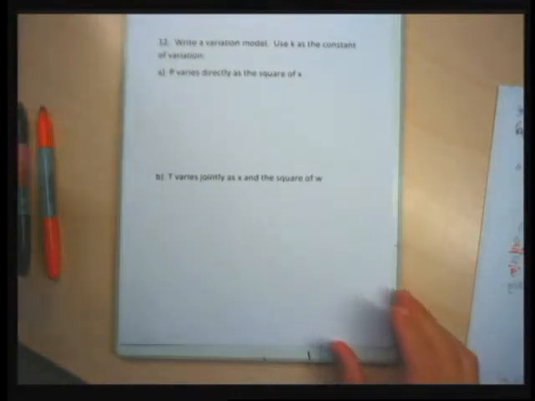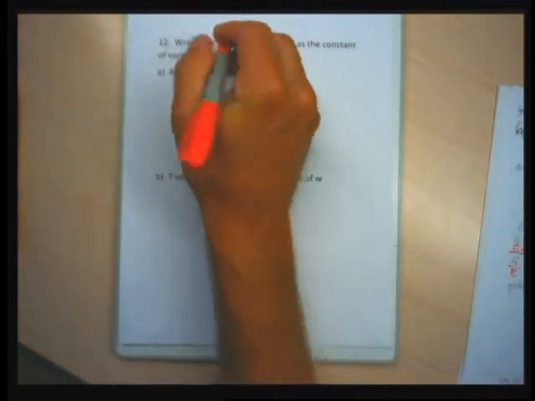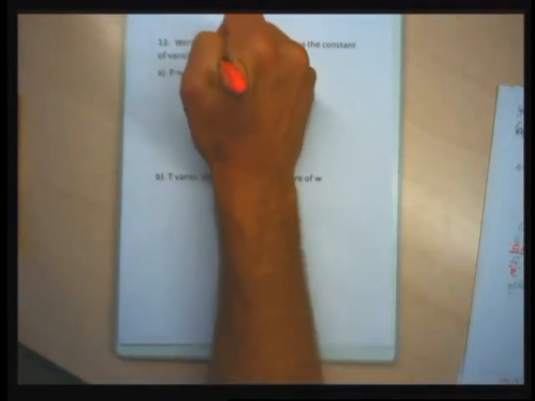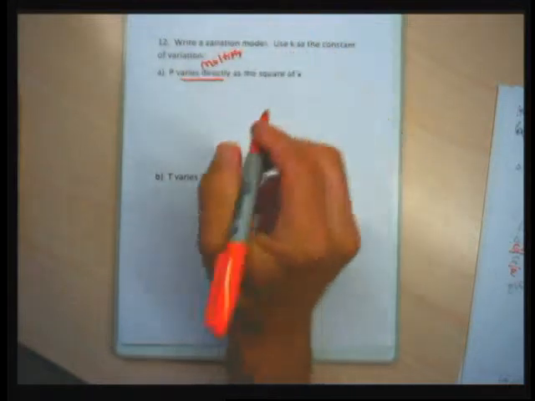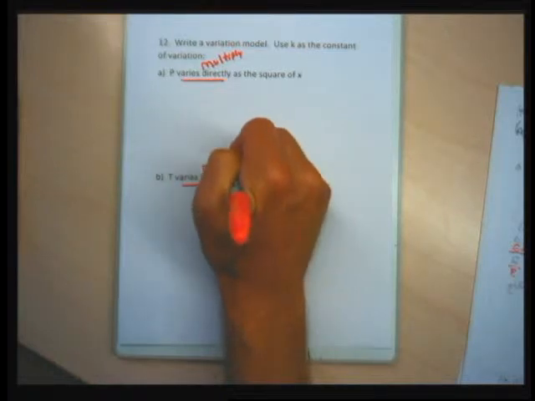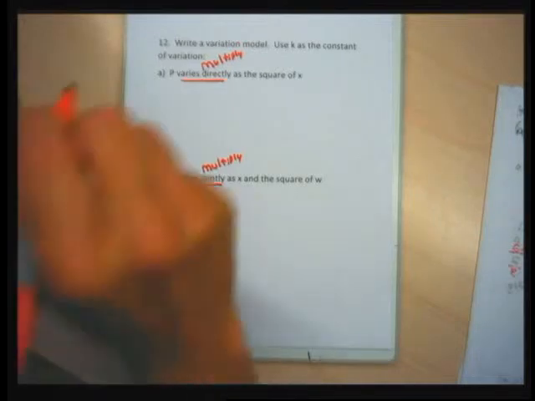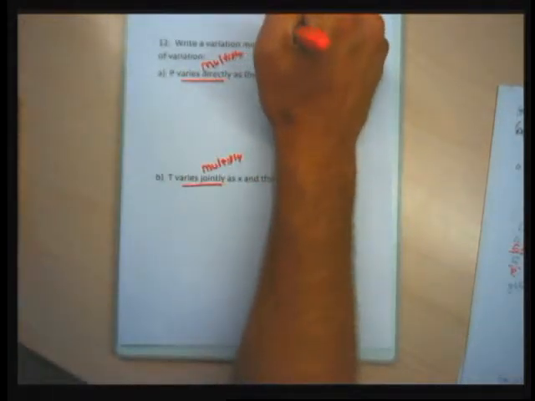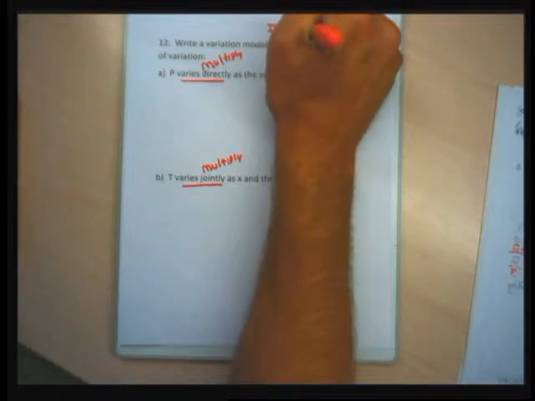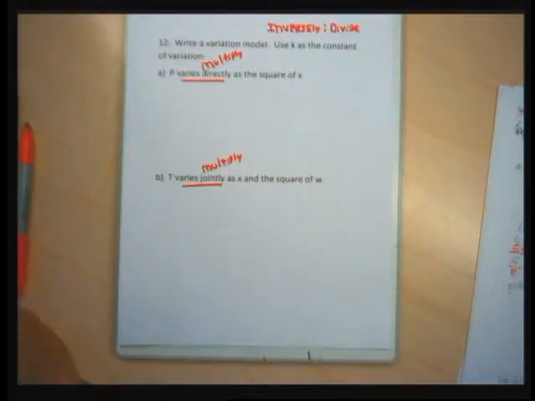So the last styles of problems are from the last section. First, number 12 just wants me to create an equation. When I see the word directly, I know I need to multiply. When I see the word jointly, I know I need to multiply. The only word that I might see that tells me divide is inversely. So the three words that I'm worried about looking for are the words directly, jointly, and inversely.